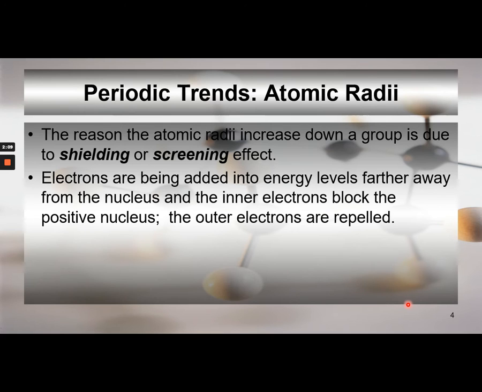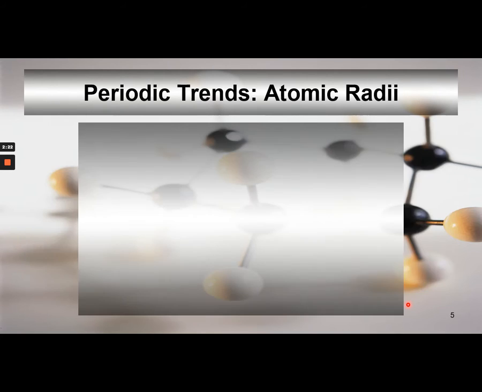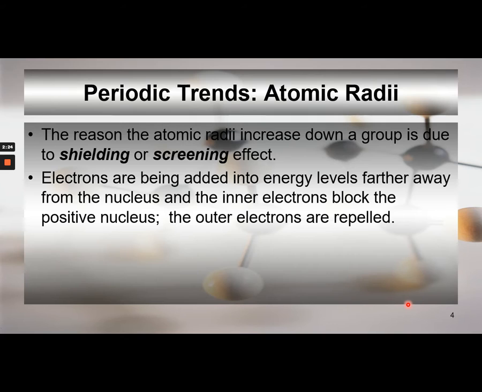The reason goes back to that lesson I talked about on shielding and screening. Since electrons are being added in energy levels farther away from the nucleus, the inner electrons block the positive nucleus and repel the outer electrons. That's why they increase in size. That metallic character I talked to you about the other day, those loosely held valence electrons, this is why. They are feeling a greater repulsion, therefore they're loosely held. Therefore, all these other trends occur.